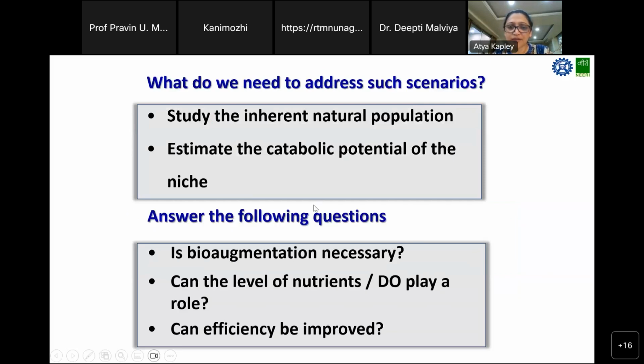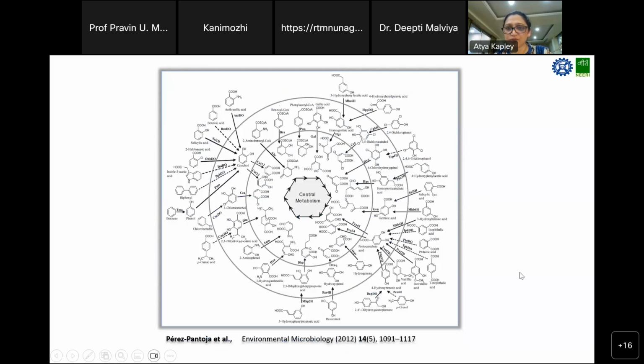And when we study all that, then we can say what kind of bioaugmentation we require. Do we require X genes or do we require Y genes? What kind of stress do the nutrients and the dissolved oxygen play? So how do we improve the efficiency? All this can be answered by looking at metagenomics. Now, this is a picture that was published in a journal called Environmental Microbiology. It is not my work, and it very beautifully explains the point that I'm trying to show you.